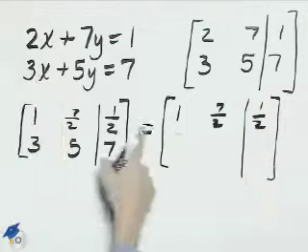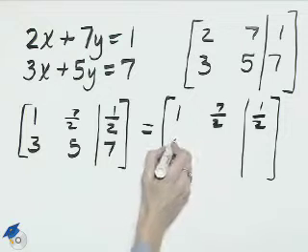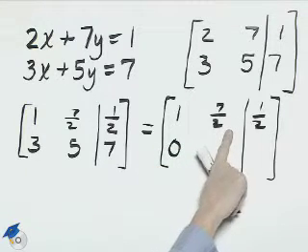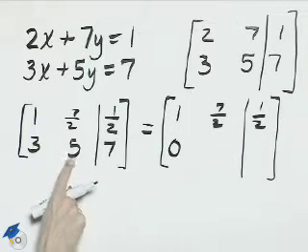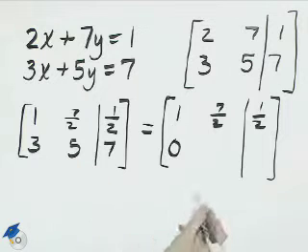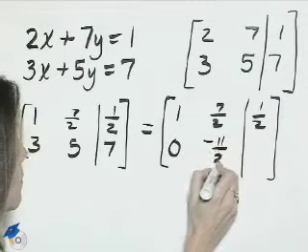The next row will have 1 times -3 plus 3, that's 0. 7/2 times -3, that's going to be -21/2. -21/2 plus 5, well, 5 is 10/2, so -21/2 plus 5 is -11/2.